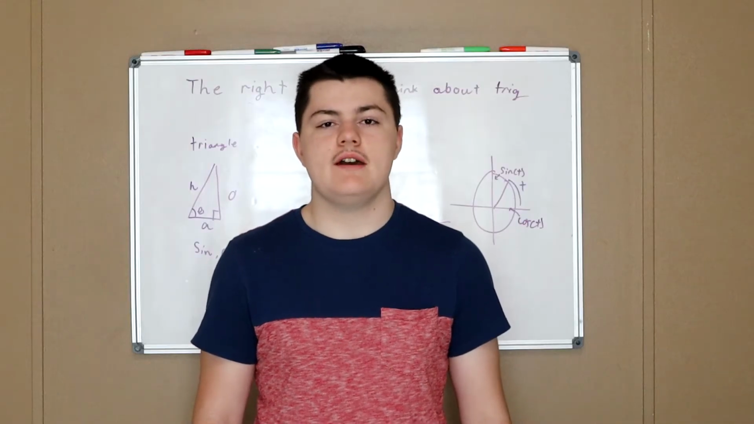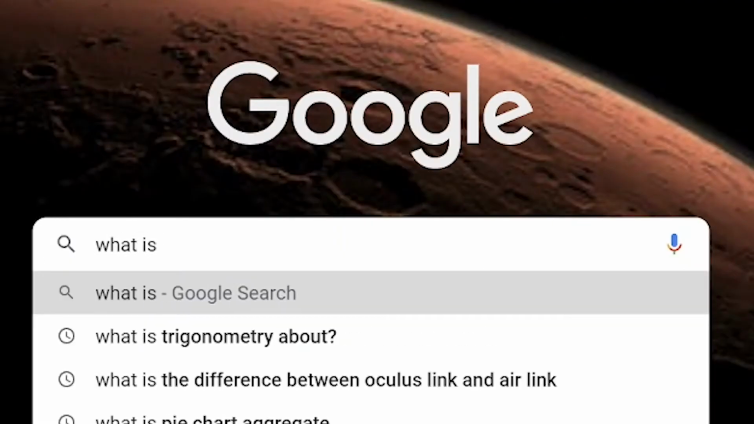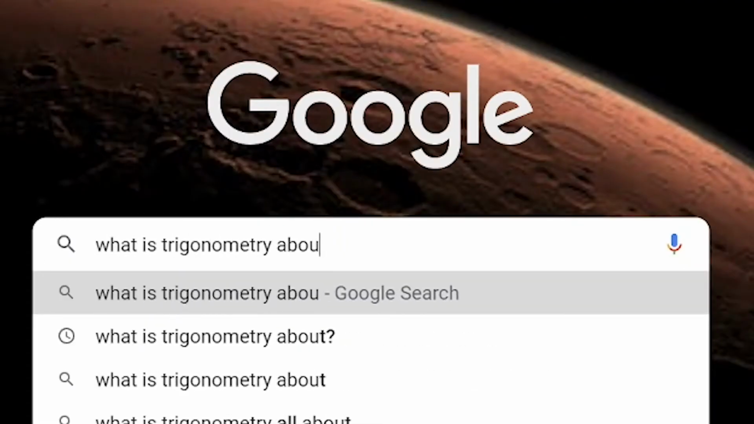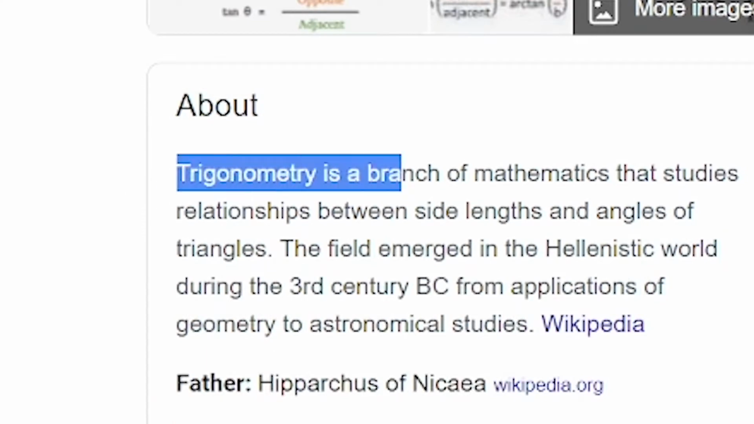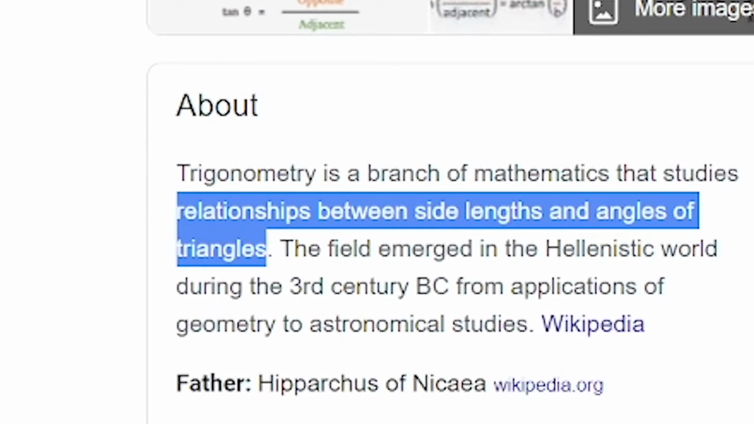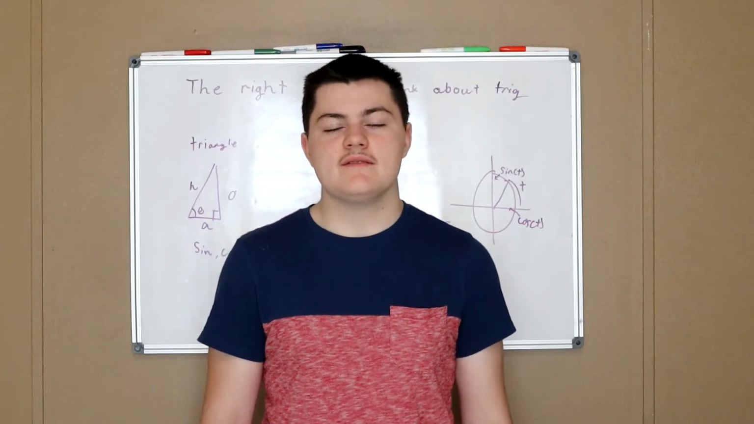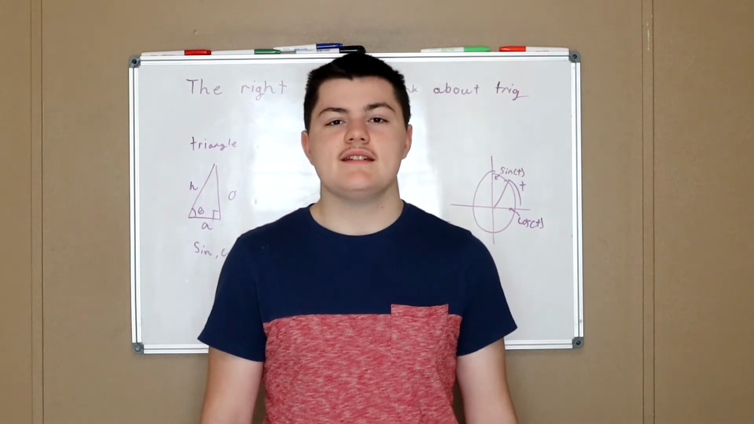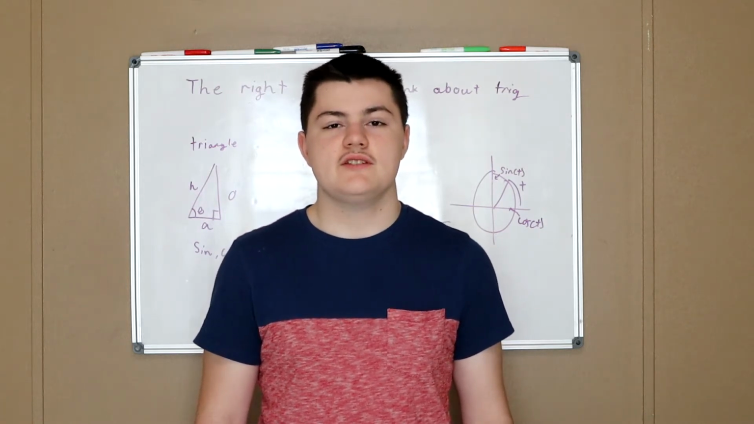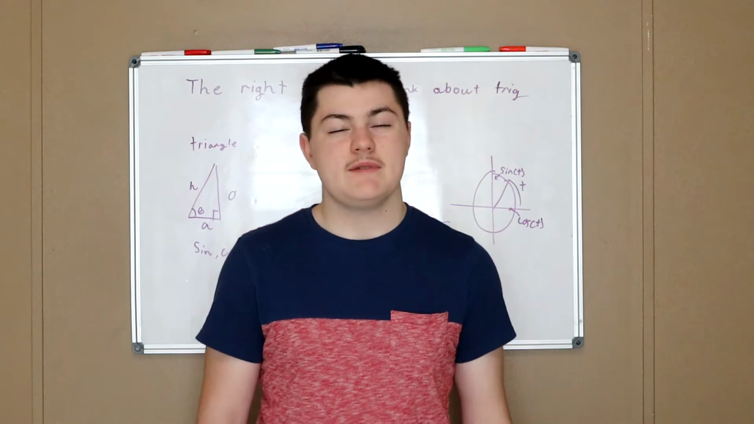What is trigonometry about? Just Googling that phrase results in the following. Trigonometry is a branch of mathematics that studies the relationships between the sides and the angles of triangles. But is this really the best description of trigonometry? Some say that trigonometry is best understood with circles instead of triangles. But is that really true?